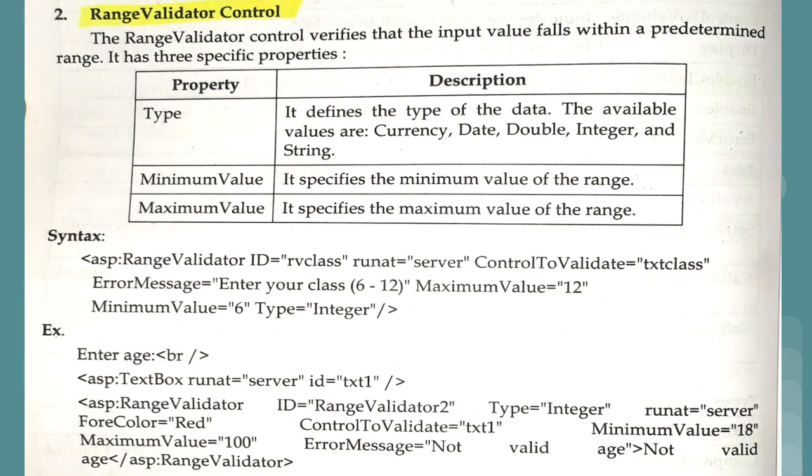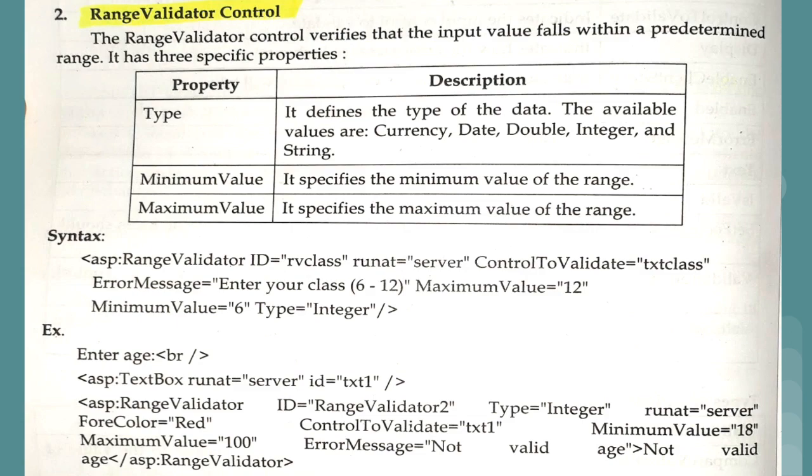In case of maximum value, as I said, I want to take input between 10 to 20, so 20 will be my maximum value. Because of this, if you enter 21, meaning any number greater than 20, you will get the error message. So for this we make use of the range validator.